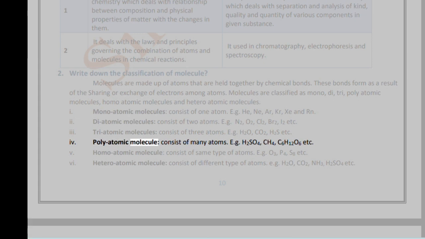4. Polyatomic molecules consist of many atoms, e.g. H2SO4, CH4, C6H12O6 etc. 5. Homoatomic molecules consist of the same type of atoms, e.g. O3, P4, S8 etc. 6. Heteroatomic molecules consist of different types of atoms, e.g. H2O, CO2, NH3, H2SO4 etc.